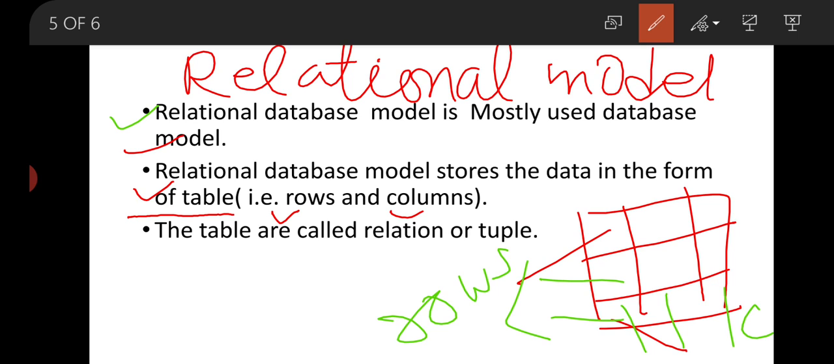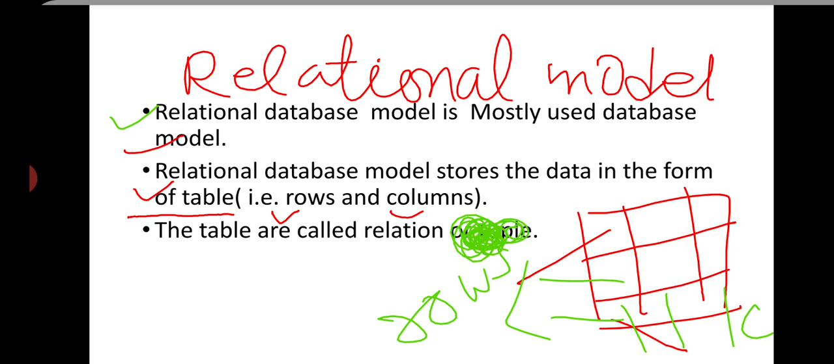The table is called a relation and a row is called a tuple. So correct this: this is not the tuple. The table is called a relation.